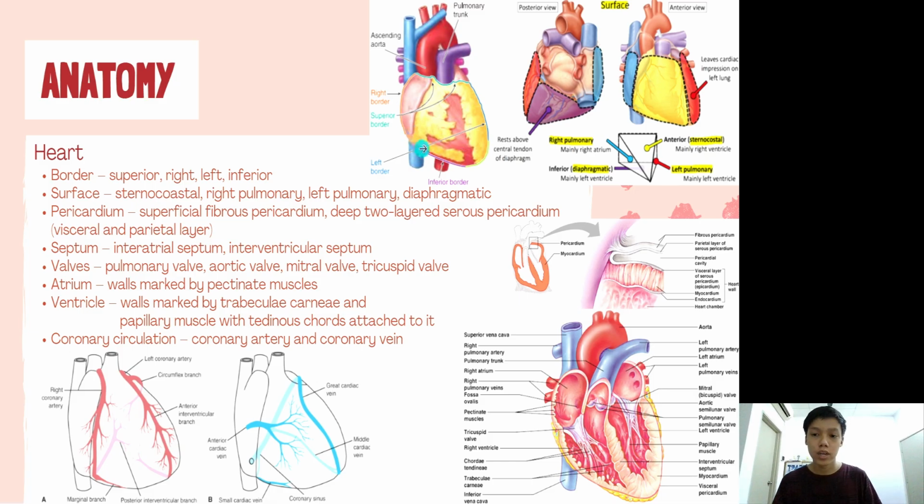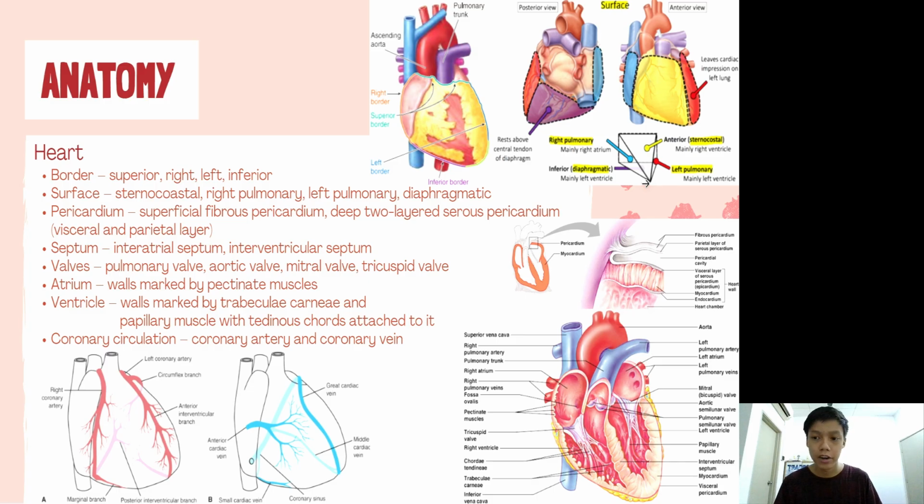And if you look in the 3D view, we can see its surface. We also have four surfaces. The first one is the sternocostal surface, which is at the front, behind our sternum, and then the right pulmonary surface, the left pulmonary surface, and the diaphragmatic surface. The diaphragmatic surface is the surface touching the diaphragm, the below part of the heart.